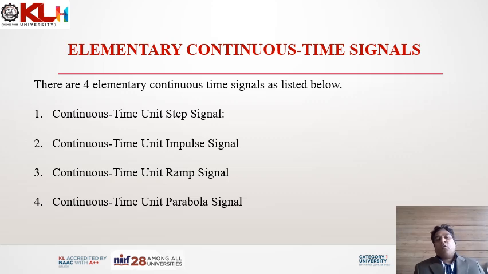Now there are four elementary continuous time signals: continuous time unit step, continuous time unit impulse, continuous time unit ramp, and continuous time parabola.